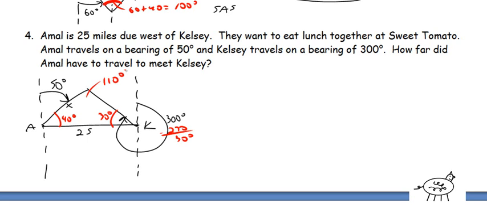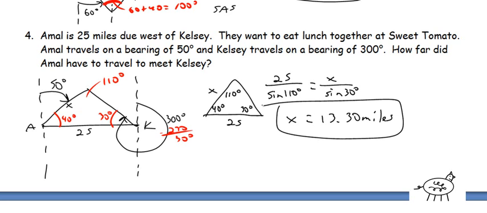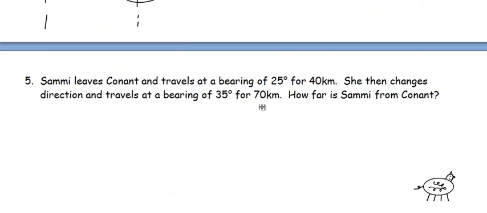Okay, so we pretty much have everything. Let's draw the triangle. This is 25, this is 40 degrees, this is 110 degrees, and this is 30 degrees. And of course, what are we going to use? Well, we got a ratio, don't we? We're looking for x, so we're going to use law of sines. Pretty straightforward. So 25 over sine of 110 is equal to x over sine of 30. Cross multiply and divide, we get x equals 13.30 miles. Okay? Pretty easy, pretty easy.